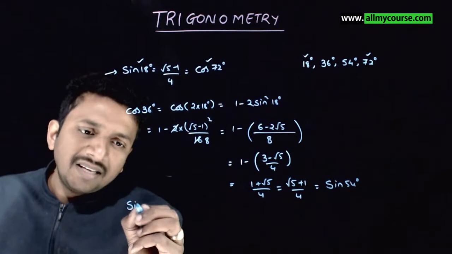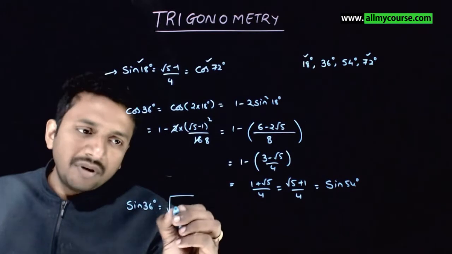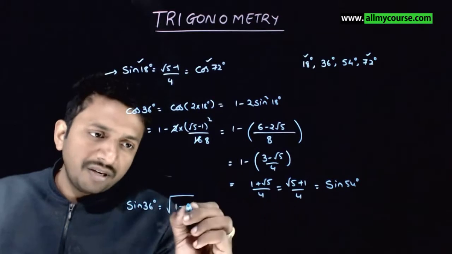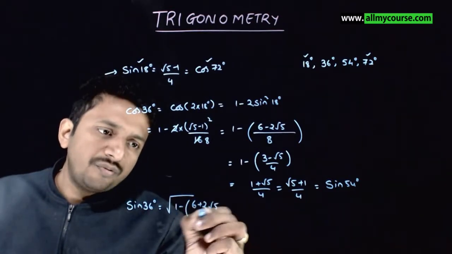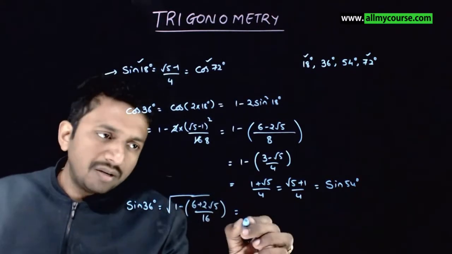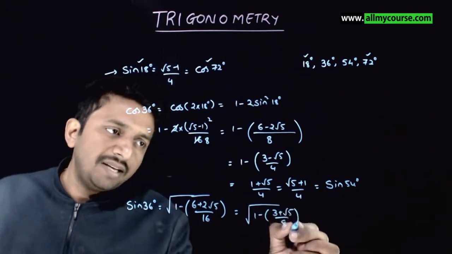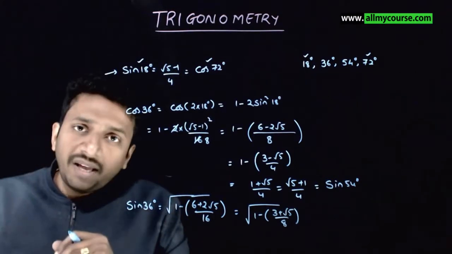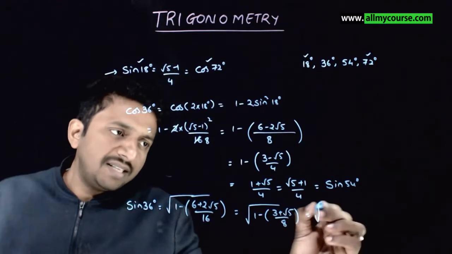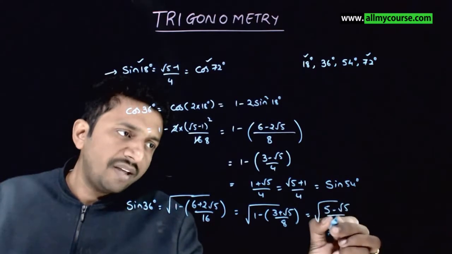So if I want sine 36 degrees, sine 36 degrees is nothing but root of 1 minus cos square 36. Yes, root 5 plus 1 by 4. What is the whole square of it? 6 plus 2 root 5 by 16. That is equal to, if you cancel a 2 out, the root of 1 minus 3 plus root 5 by 8. That is equal to, if you take the LCM, root of 8 minus 3 is 5 minus root 5 by 8.